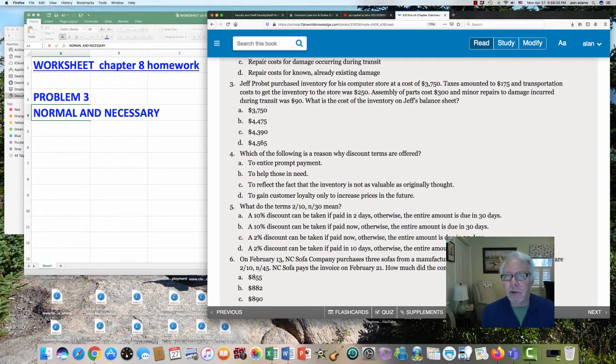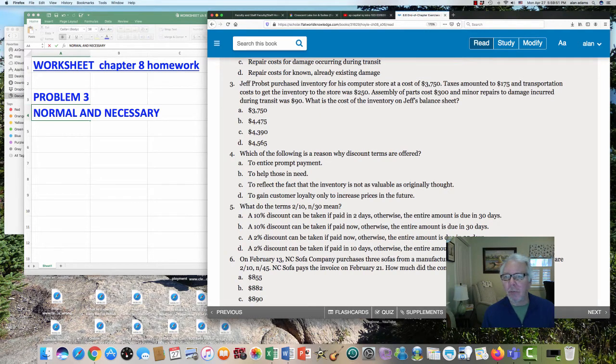We have inventory for our store. It cost us $37.50. We had to pay taxes. Well, the taxes go along with it. We have to include that. Freight, we have to pay for it. It's $250. We assemble it, and that's $300. Okay, now all of those, friends, are normal and necessary in order to get this thing ready for us to sell. Okay, now what about minor repairs to damage incurred during transit? That is not normal and necessary and would be excluded.